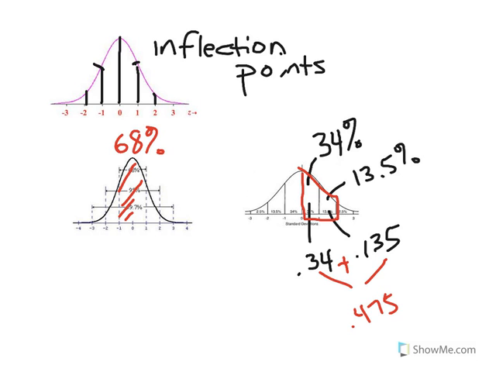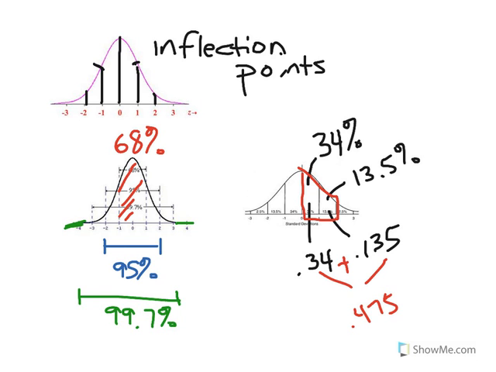Within 2 standard deviations of the average, you're going to find 95% of all data. And within 3 standard deviations of the average, you're going to find 99.7% of all the data. Where's the remaining 0.3%? Well, it's out in those little tiny tails that I mentioned before, but it's so insignificant as to not even be worth mentioning.